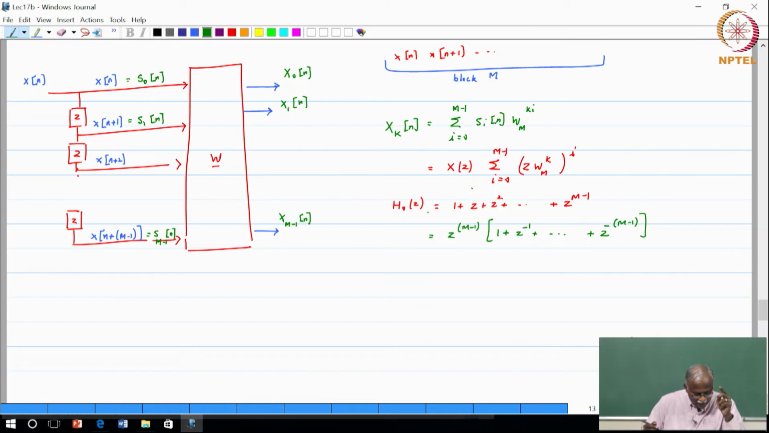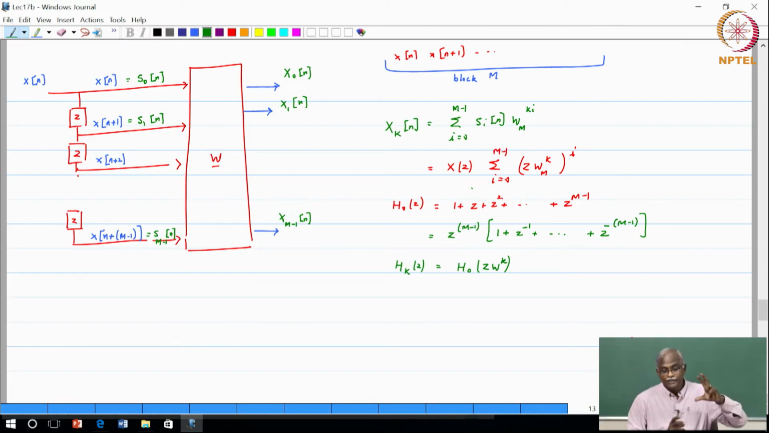So, if you go ahead and now work out hk of z, it will come out to be, very, very interestingly, h naught of z Wm k. What happens when you have a delay chain and the transpose conjugate matrix? You get the filters in the correct sequence. You replace the transpose conjugate of the DFT matrix with the DFT matrix. You get the same outputs, but the output sequence is scrambled.